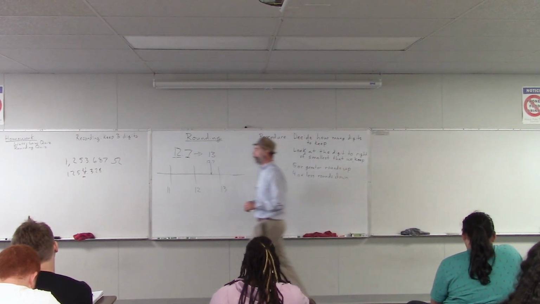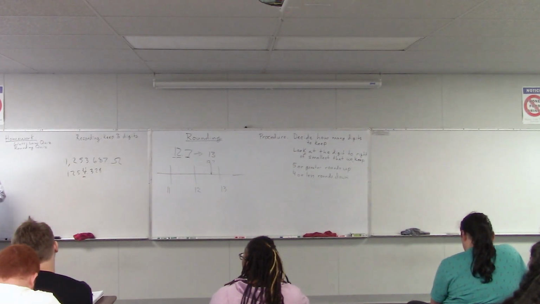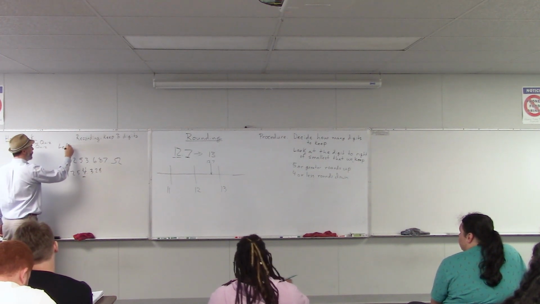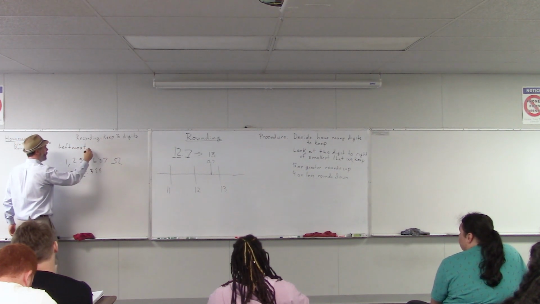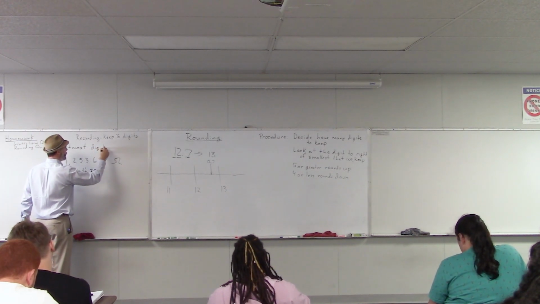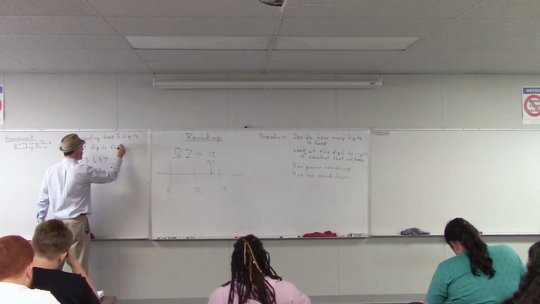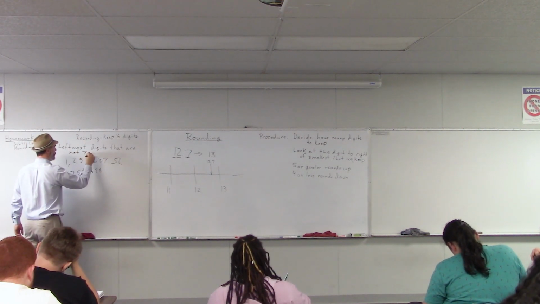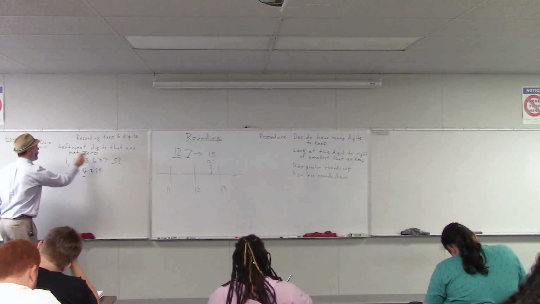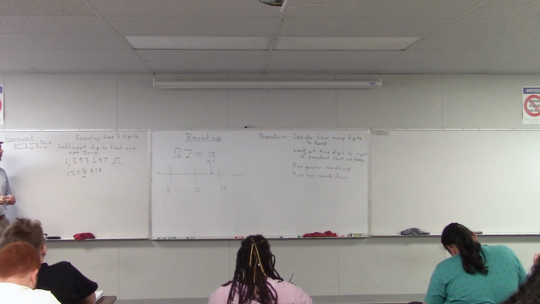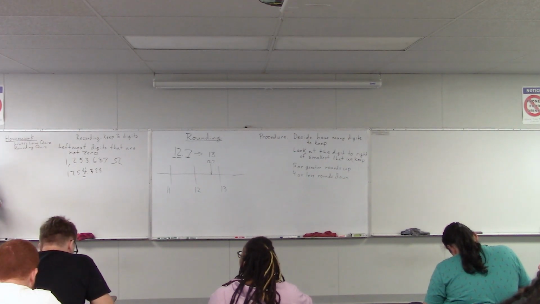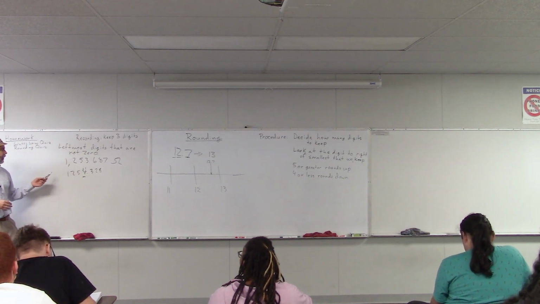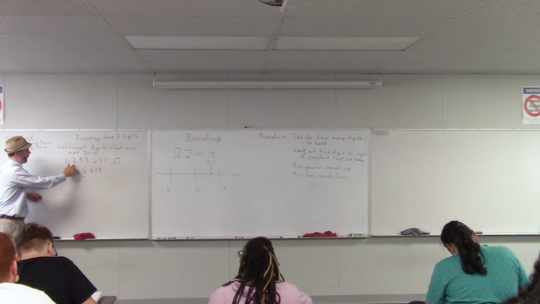So the digits that are important are the leftmost digits that are not 0. So you want to keep the 3 leftmost digits that are not 0. Okay? I know it's kind of a funny way of saying it, but that's what you want. So in this case, the 3 leftmost digits that are not 0 would be these 3 over here.